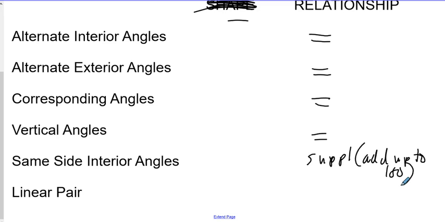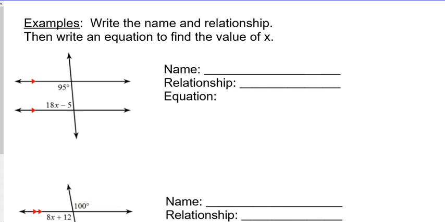And then a linear pair is the exact same thing. So I'm just going to put a couple quote marks here. Linear pair are two angles side by side that make a straight line, and therefore supplementary, add up to 180. Right, write the name and relationship. Then write an equation to find the value of x.